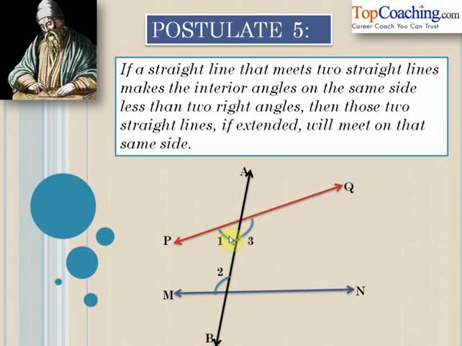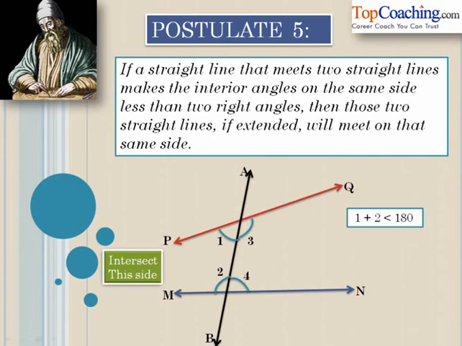This is angle 3, which is also an interior angle formed, and this is angle 4, which is also an interior angle formed by line MN and AB. Now, according to this postulate, if angle 1 plus angle 2 is less than 180 degrees, that is, it is less than two right angles, then these two lines PQ and MN would intersect on this side. So, if angle 1 plus angle 2 is less than 180 degrees, then these two lines would intersect along the side of angle 1 and angle 2.